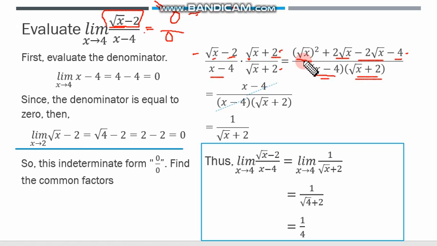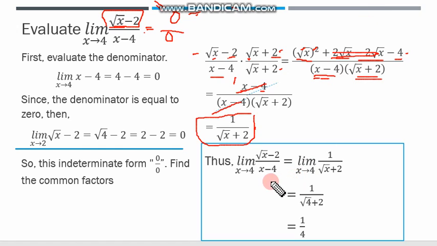Okay, so the square root of x squared, let's simplify this one. We can cancel 2 and the radical sign, leaving x. 2 square root of x minus 2 square root of x, this is 0, so cancel, minus 4. And then the denominator is x minus 4 times square root of x plus 2. So there is x minus 4 in the numerator and x minus 4 in the denominator. We can cancel this or reduce this one. So this is 1 over square root of x plus 2. And we will use this to determine the value of the limit of our function.